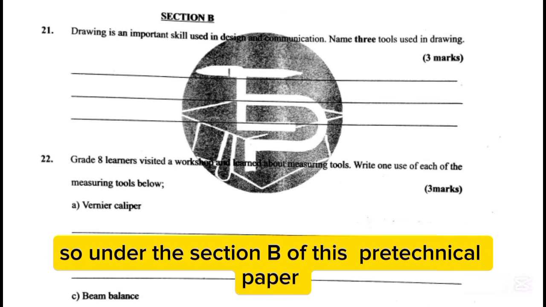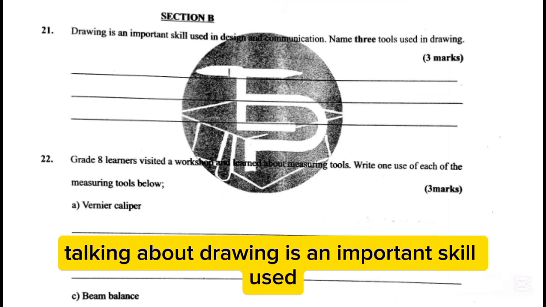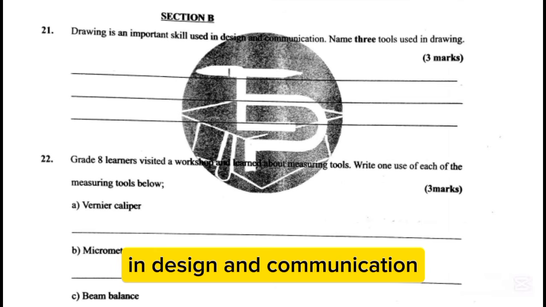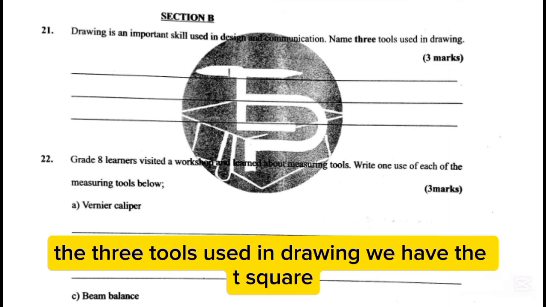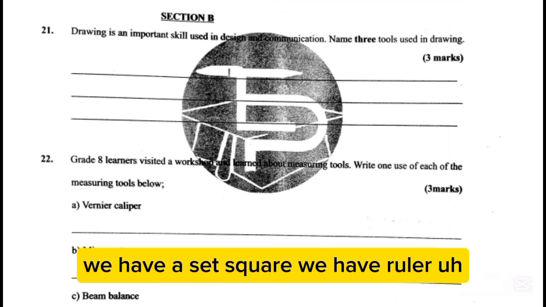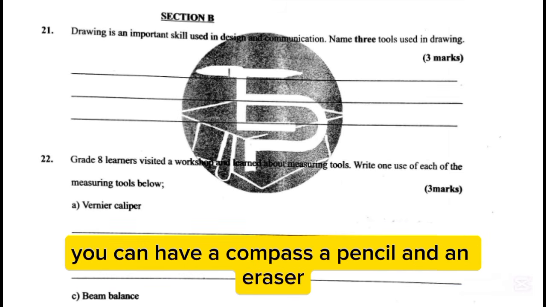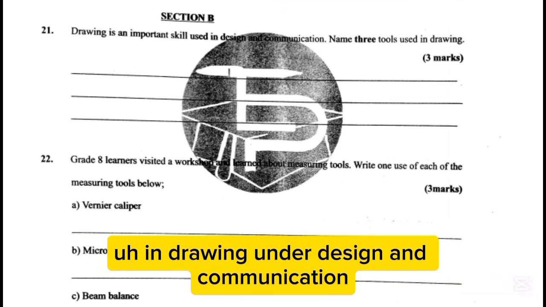So under section B of this pre-technical paper, we have question 21 talking about drawing is an important skill used in design and communication. You are supposed to name 3 tools used in drawing. So the 3 tools used in drawing, we have the T-square, a set square, a ruler, you can have a compass, a pencil, and an eraser. So those are some of the tools used in drawing and design and communication.